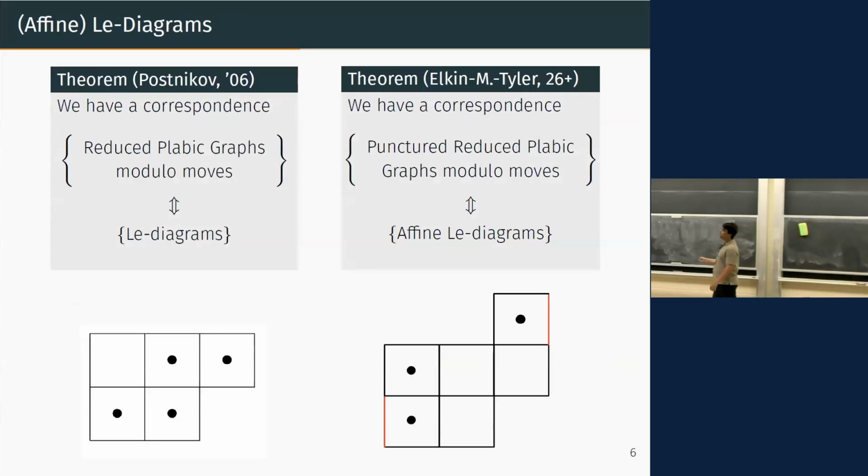But as an example of what kind of theorems we have, Postnikov proved that there's a way to associate Le diagrams to a class of reduced plabic graphs, and we can do the same thing with punctured plabic graphs. Just as a note, this should be filled with the dots. If you know the rules for Le diagrams, it essentially says that I have to be closed under this backwards L. That's why it's called Le, for backward L. So this is a taste of what kind of theorems we obtain.